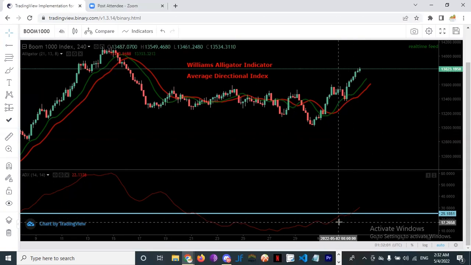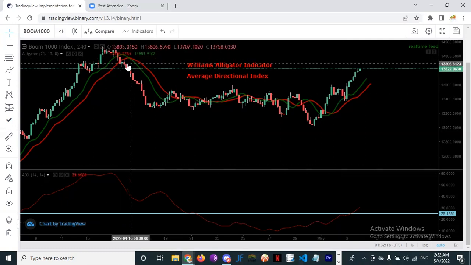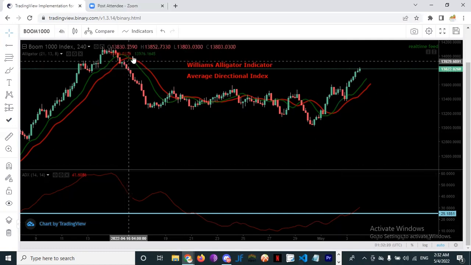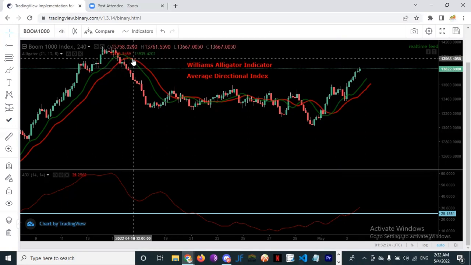Many of you always chat me up on WhatsApp and ask questions about not being able to understand the strategy. The strategy is very simple. Let me make it clear. The green and the red crossover: the red crosses over the green and stays above it, and the green stays below the red moving average. Then you sell.